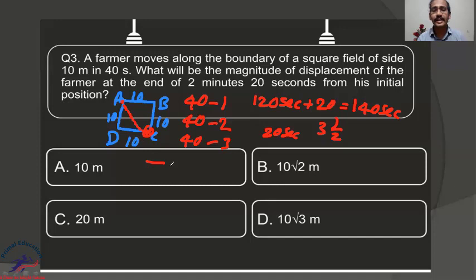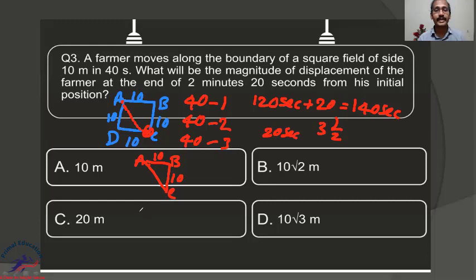We can redraw the diagram. This is the way. Now AC length we have to calculate. Yes, this is the displacement they're asking. 3 rounds completed. The last round 20 seconds only. So he reached half of the distance, that is at point C. So 10, 10. Now what about the AC length?